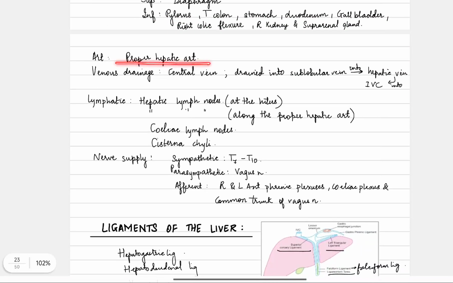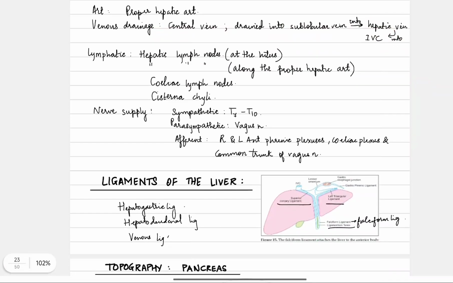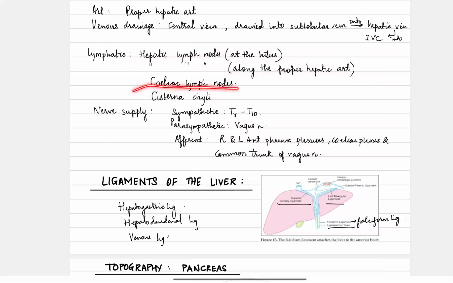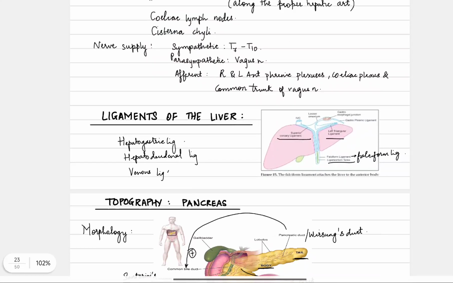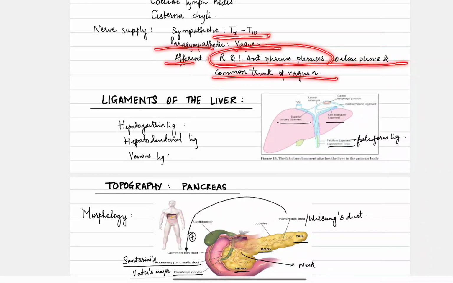Artery is proper hepatic artery. Venous drainage is central vein, drains into sublobular vein, into hepatic vein and into inferior vena cava. Lymphatic drainage is lymph nodes at the hilus and hepatic lymph nodes along the proper hepatic artery. There are celiac lymph nodes and cisterna chyli. Nerve supply sympathetic T7 to T10. Parasympathetic is vagus nerve. Afferent is right and left phrenic nerves, celiac plexus and common trunk of the vagus nerve.